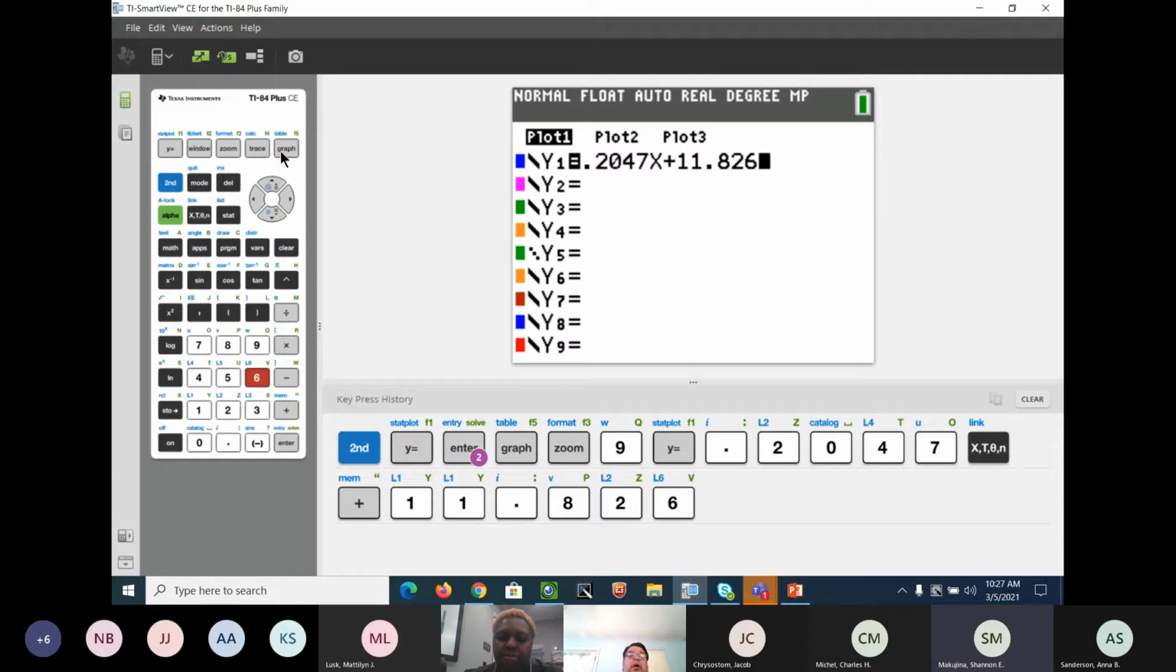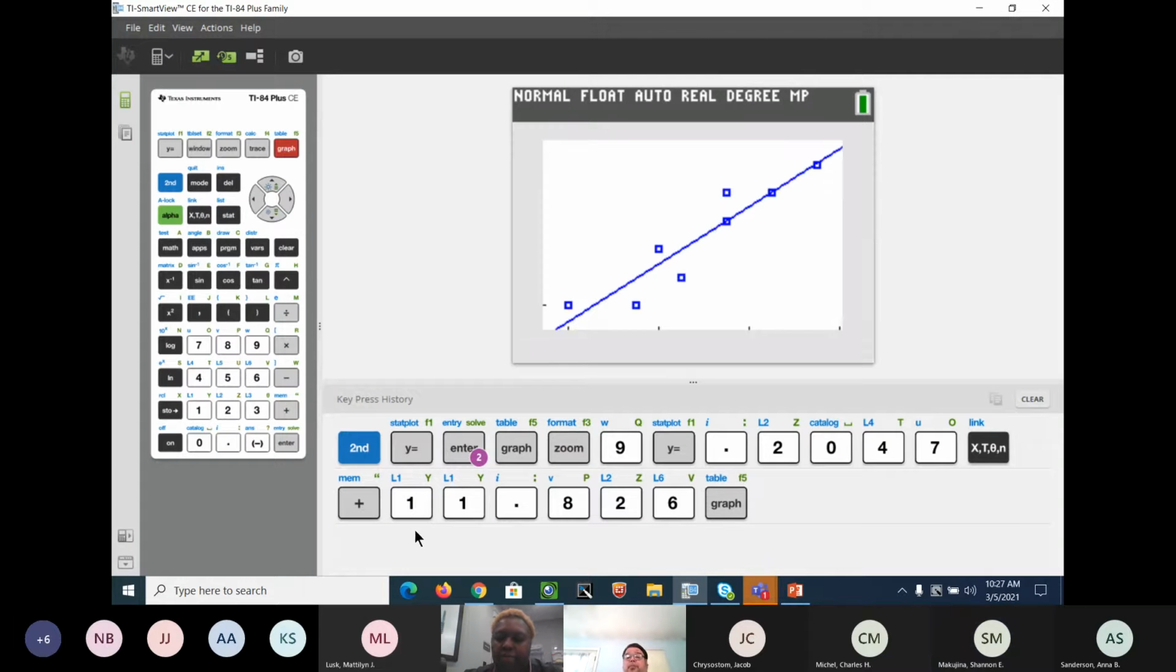11.826. And hit graph. Okay, now you take all of this information that you wrote down and you see right here. Now I'm going to do this. Watch what I do here.